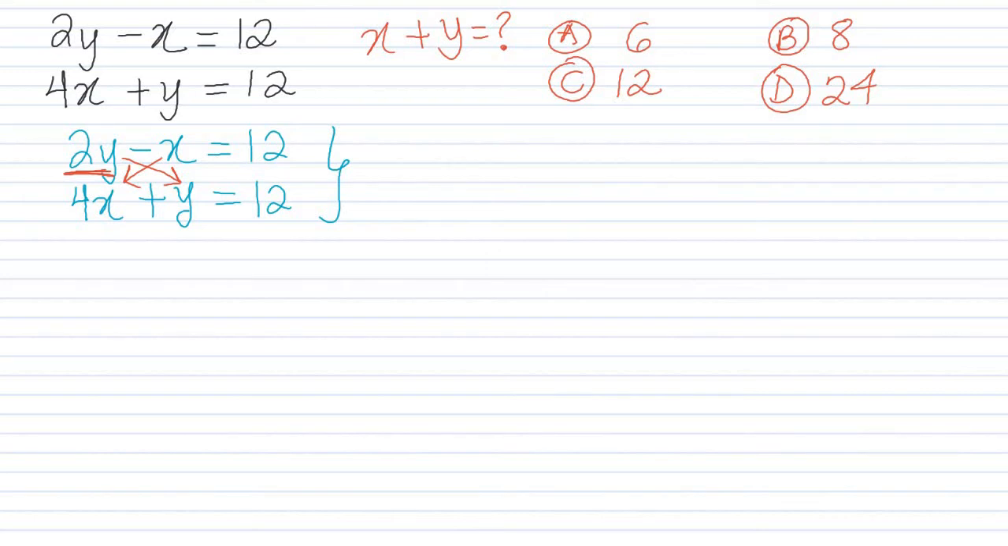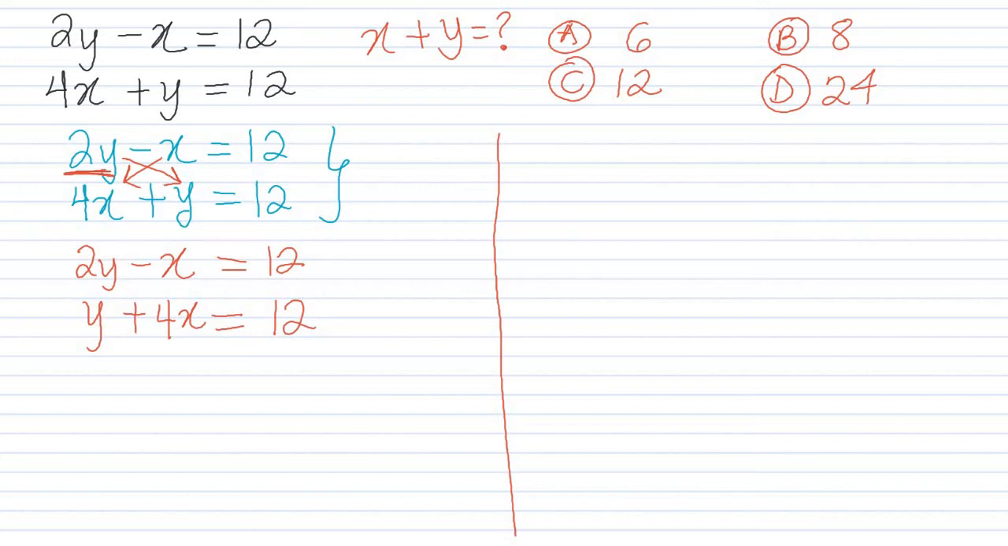So rewriting the question, I have 2y minus x first, and then y plus 4x. Now, what you've observed in this question is that there is some level of matching. So here, this equals 12, this equals 12. Now we can start solving much more easily. So you have 2y minus x equals 12 and y plus 4x equals 12.